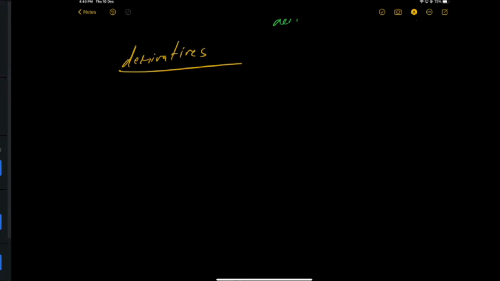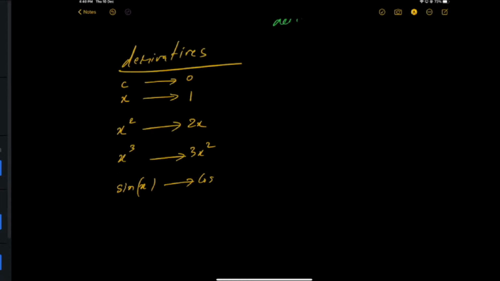What is the derivative of a constant? 0. What is the derivative of x? 1. What is the derivative of x square? It's 2x. What is the derivative of x cube? It is 3x square. What is the derivative of sin x? It's cos x. What is the derivative of e power x? It is e power x. What is the derivative of natural log of x? It's 1 by x.